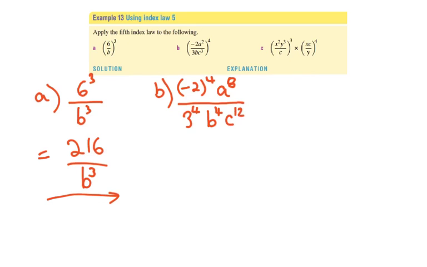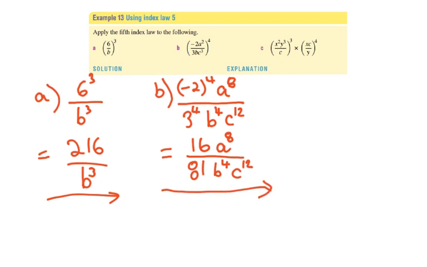So I'm just going to do this first step. This will just help you in making sure you don't make silly mistakes. So take your time, it's okay. So I end up with 16 a to the power of 8 at the top over 81 b to the 4 c to the 12. I look at my numbers 16 and 81 and I actually cannot make that any more simple, so that's as far as I can go. It's as simple as possible.